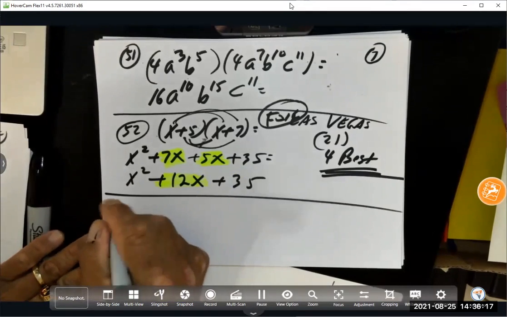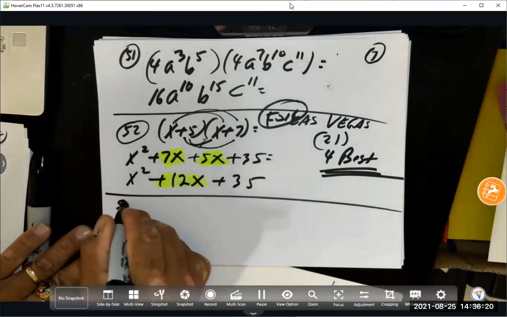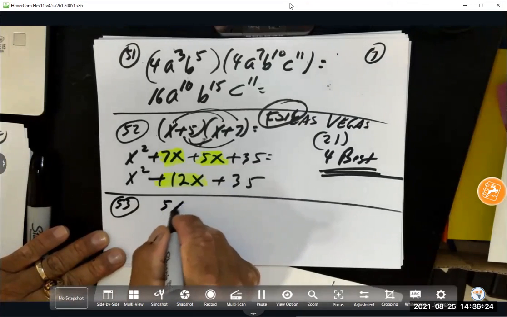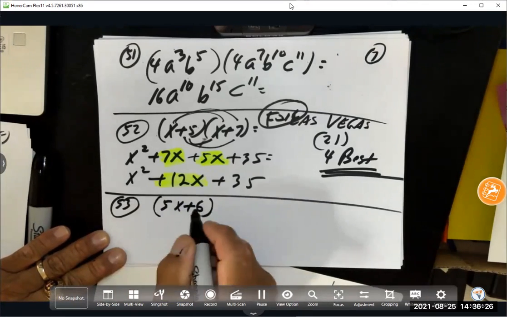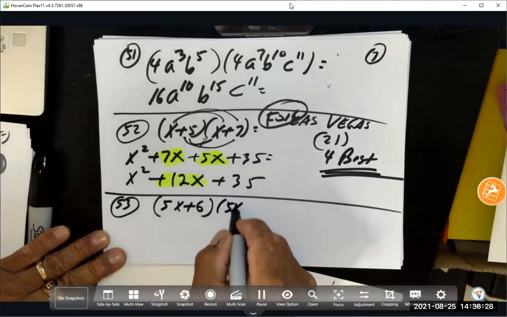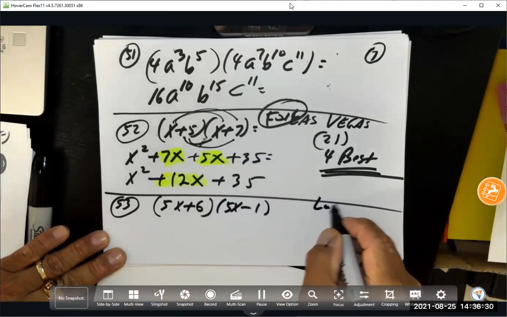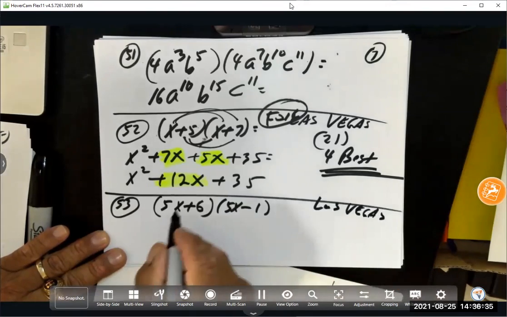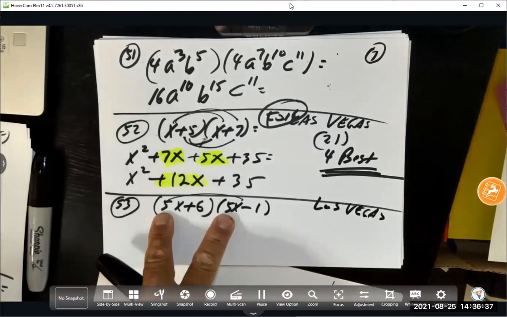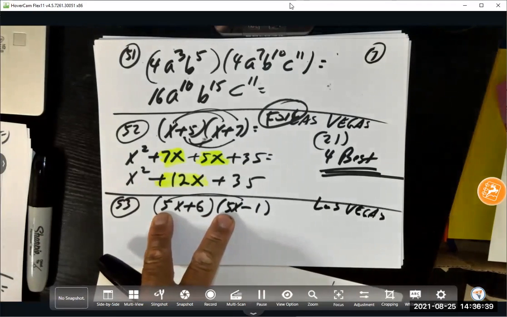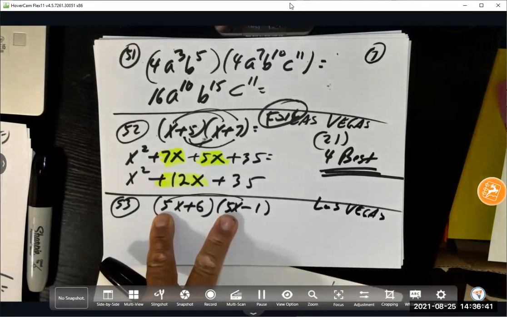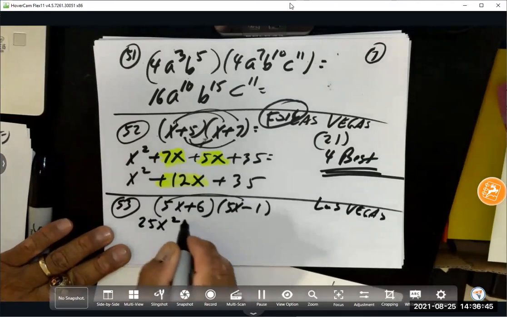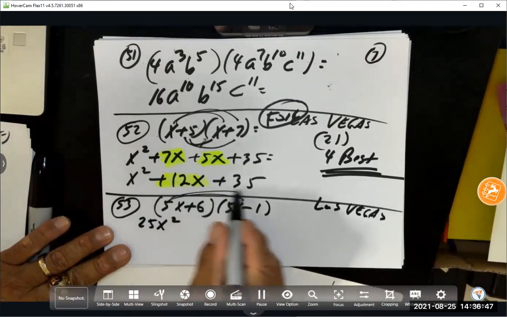All right, I'm going to do number 53, which is kind of like that. Same thing, Las Vegas, whatever. 5x plus 6 times 5x minus 1. So this is another day in Las Vegas with you. So 5x times 5x. Give me numbers for this one. 5 times 5 is 25. 25x squared. And 5x times negative 1.